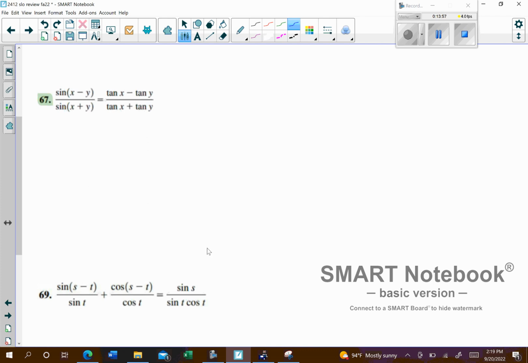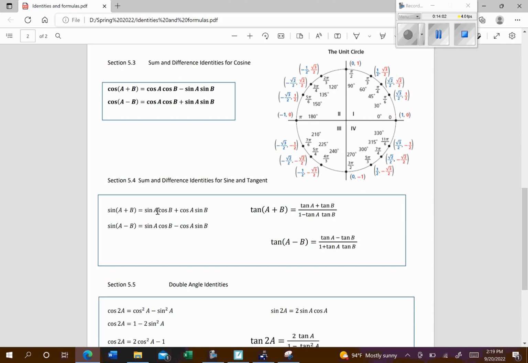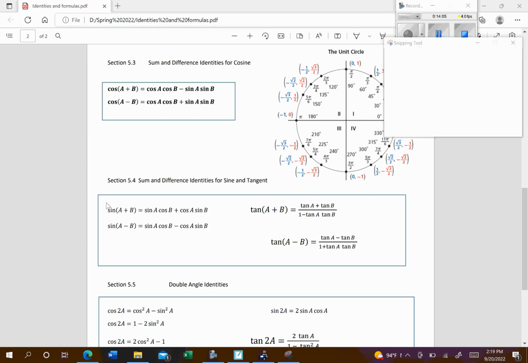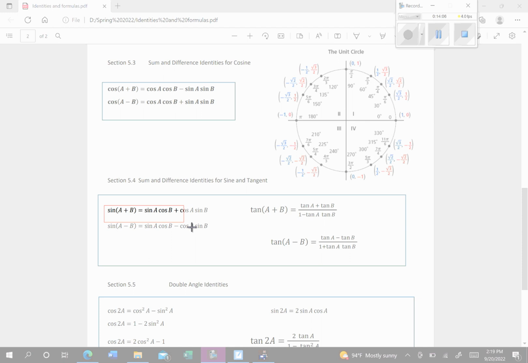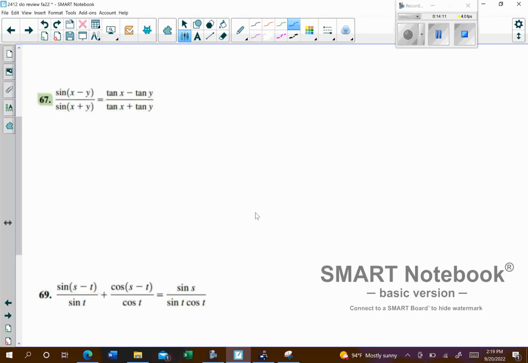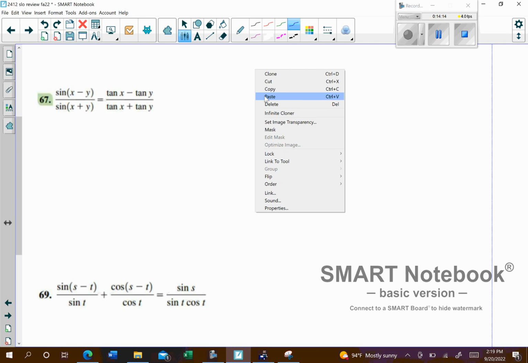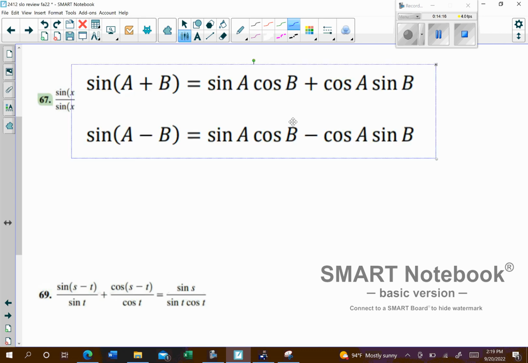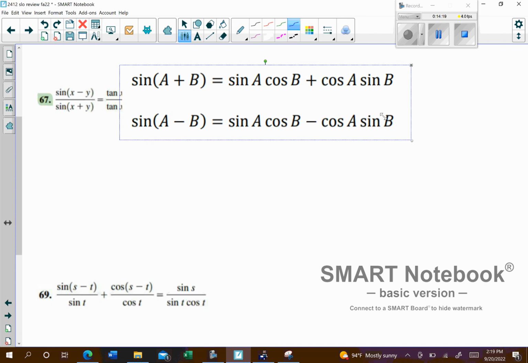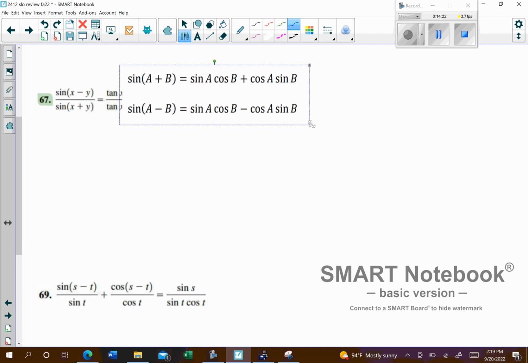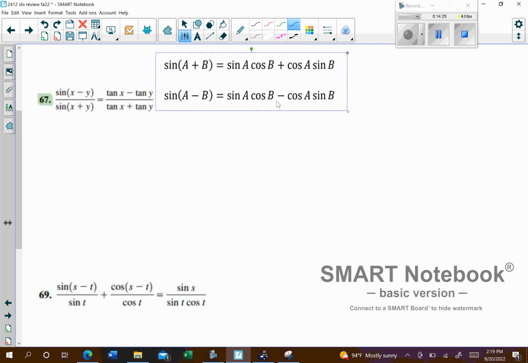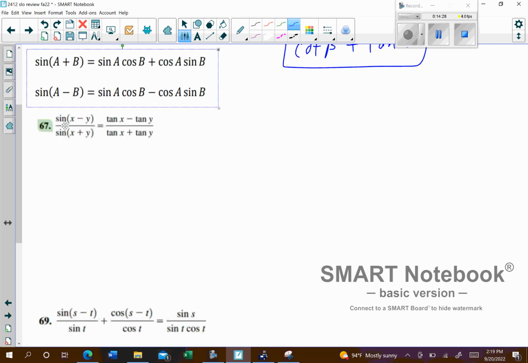Over here, I have some formulas for that. So I'm going to go back to my formula sheet, and I've got them right here. I'll take a little snippet. Paste it. All right. So we're going to do the same thing we did on the other problem. I'm going to replace the difference of angles and the sum of angles with what I have right here. This time we're using x's and y's, but anyways.